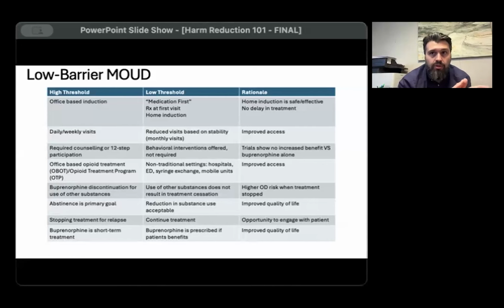I always say this to people too, I am treating opiate use disorder with buprenorphine. I am not necessarily treating methamphetamine use disorder with buprenorphine, right? So that's the goal of treatment when it comes to these things.